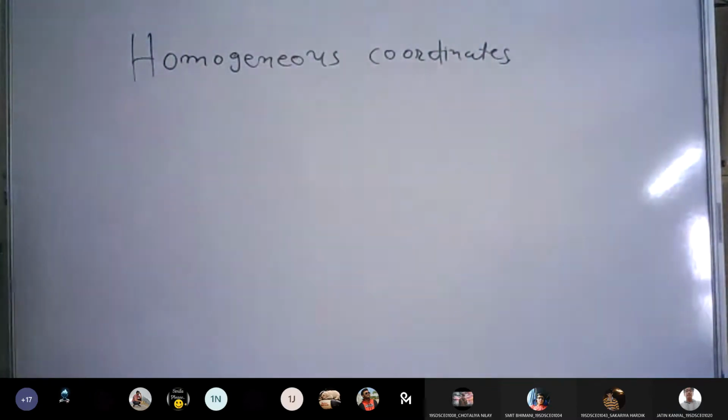The topic name is homogeneous coordinates. Can anyone tell me why we need homogeneous coordinates in computer graphics? Anyone? Sir, because you want to do all three things together. No, it is not that we need to do all the things together, but we need to convert all the transformations into the same form. Not together, but in the same way.